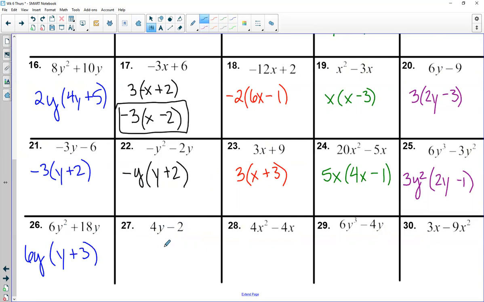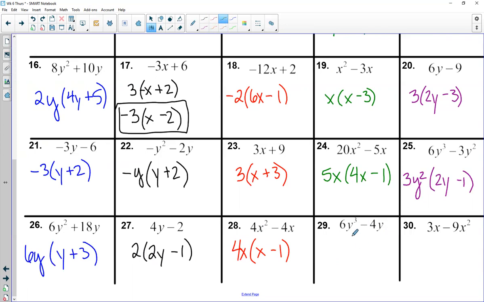4y minus 2. What's my greatest common factor? Both 4 and 2 share a 2. We're going to have 2y minus 1. 2 times 2y gives me 4y. 2 times negative 1 gives me negative 2. For our next one, we have 4x squared minus 4x. What's my greatest common factor? We're going to have 4x. And then 4x times x will give me x squared. 4x times negative 1 will be negative 4x.